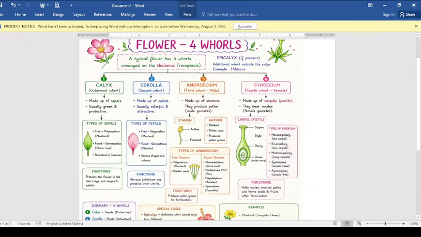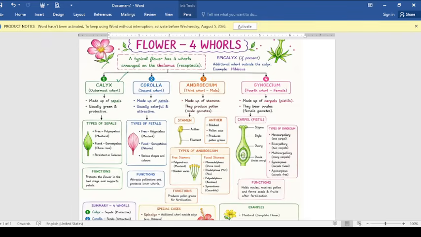Next, when we are moving from outside towards the inner side, we will be getting the four whorls. The first whorl which you can see over here is called calyx. Now what is this calyx? Calyx is usually green in color, making the outermost whorl of the flower, and because it is green, it can perform the function of photosynthesis, and it is protecting the reproductive parts of the flower, so protective in function.